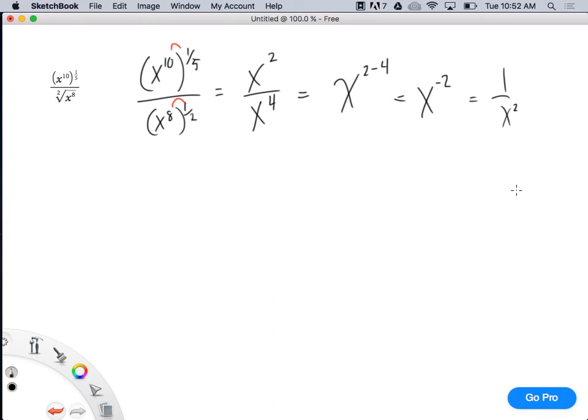Does that make sense? Yes? Sir. So you can leave it as an x to the negative 2. Negative 1, yeah, negative half. Negative 2, yes. We have to change it.